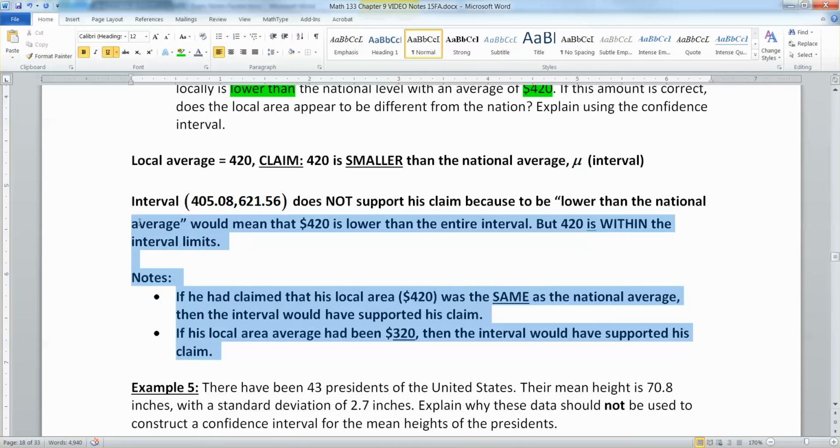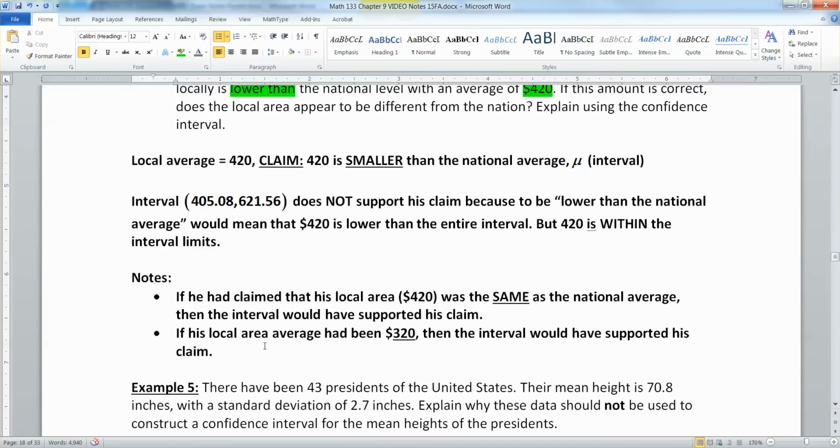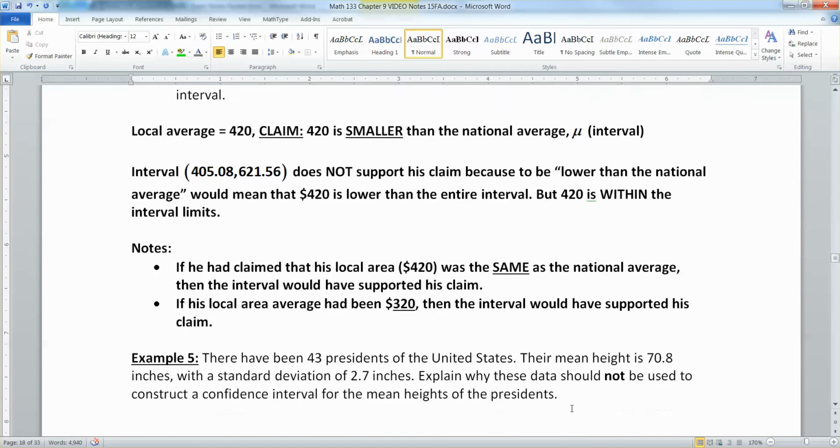Now I'm setting you up very strongly for chapter 10. What I'm doing right there is what you're going to have to do in chapters 10 and 11, and quite frankly, chapter 9 as well, right? So you have to compare the value to the interval. All right, we're all done with that one. I'll see you back here for the next example.